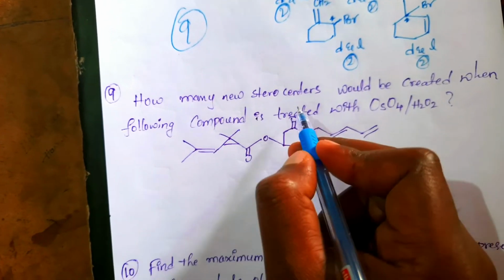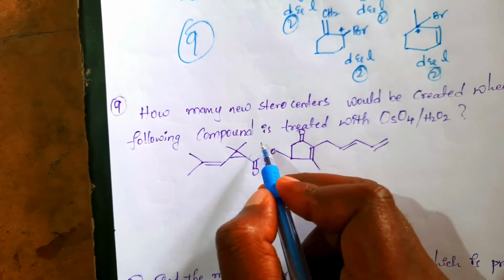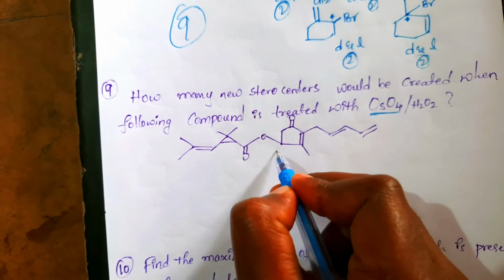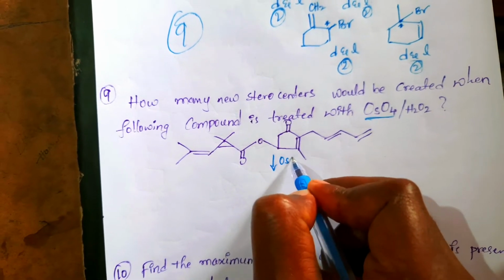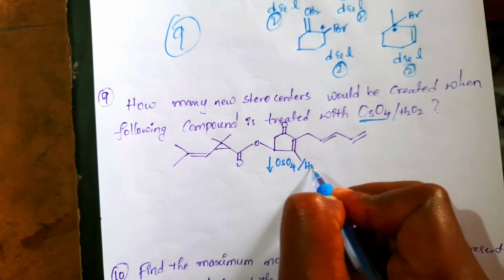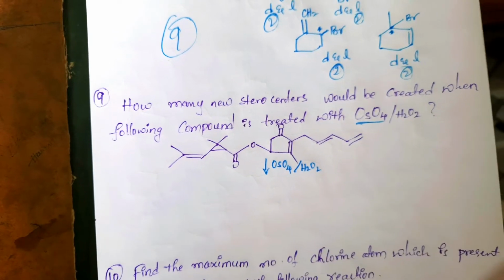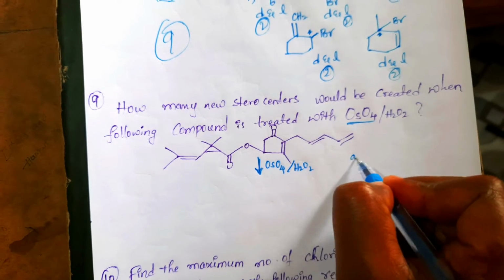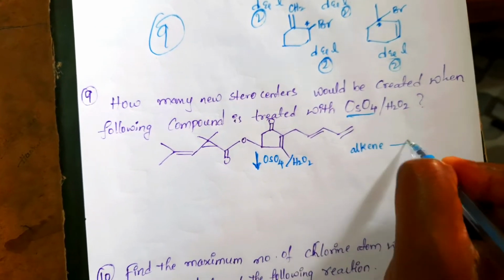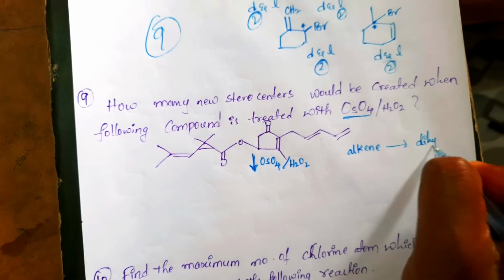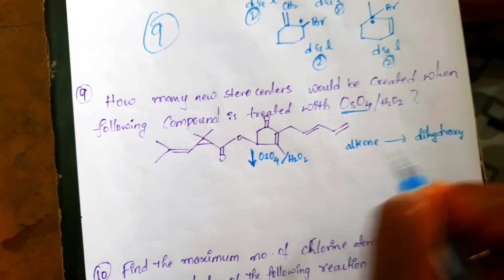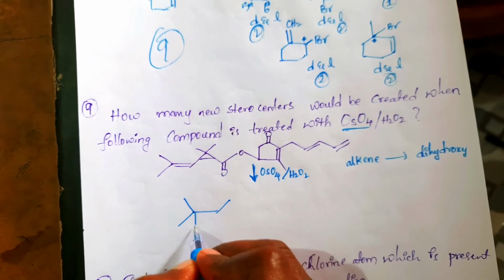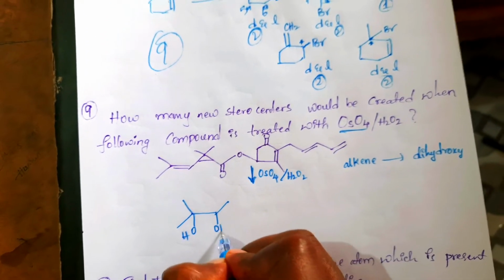Next one: how many stereo centers would be created when the following compound is treated with osmium tetroxide in presence of hydrogen peroxide. The osmium tetroxide is used as a hydroxylating agent. It is a cis hydroxylating agent. Now here all the alkenes are converted to dihydroxy compounds. Now you see here a double bond is there. Now this double bonded compound will change to OH.